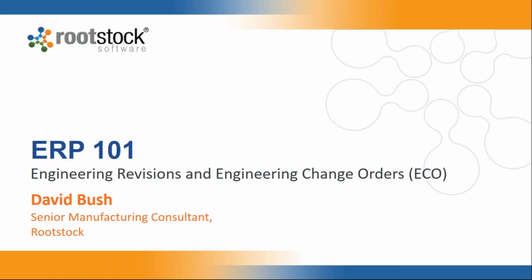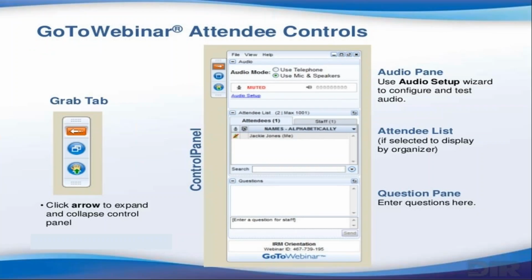Our last topic was engineering. Learn how to create part master records and bills of material. This is the third webinar in our ERP 101 webinar series. Our topic today is engineering. Learn how change orders and/or revisions ensure that ERP system data is accurate and up to date.